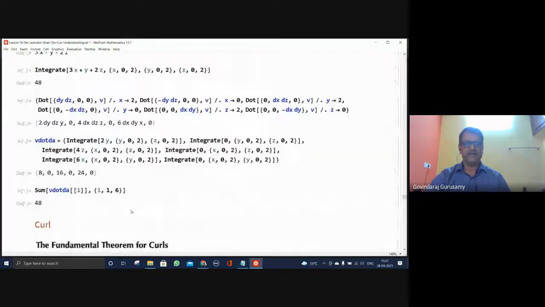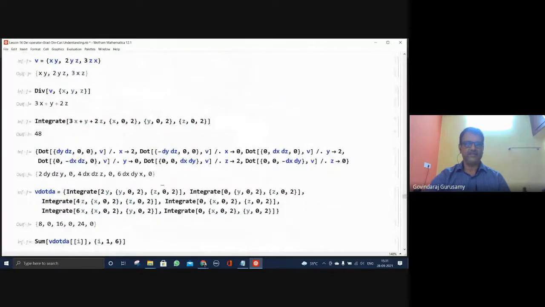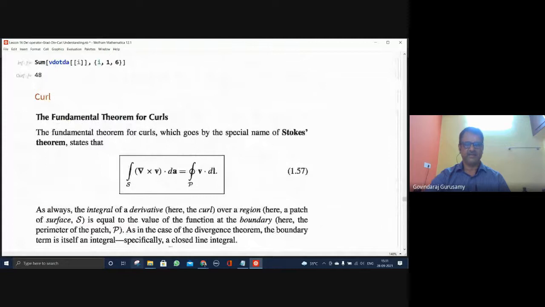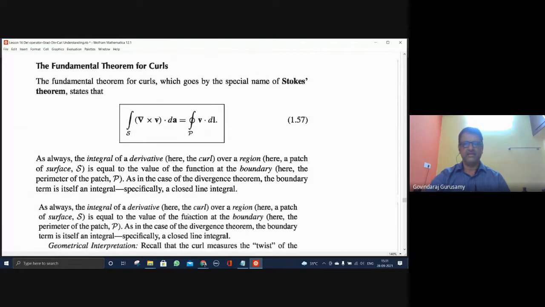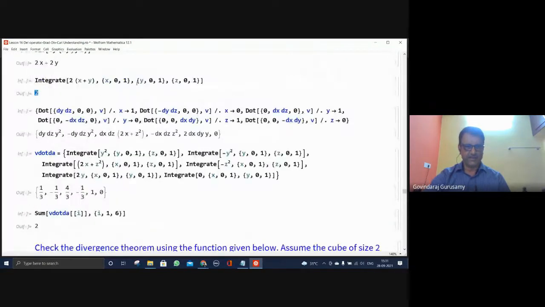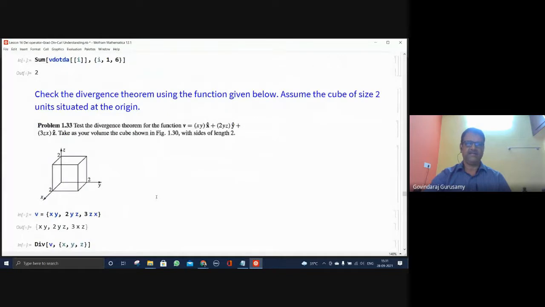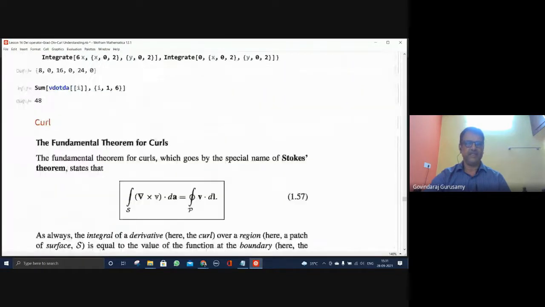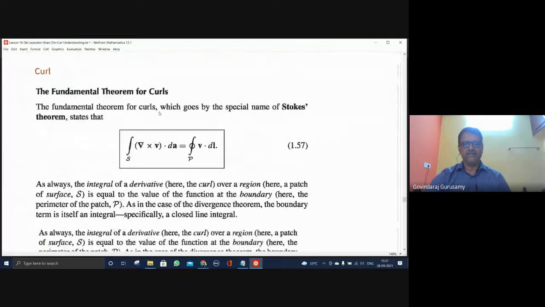Super. You can have a clear-cut picture of what the fundamental theorem of divergence is. Now look at the fundamental theorem of curl, which is Stokes' theorem. After looking at it geometrically and performing this, you really feel that yes, this seems to be very important, and it's very simple also.